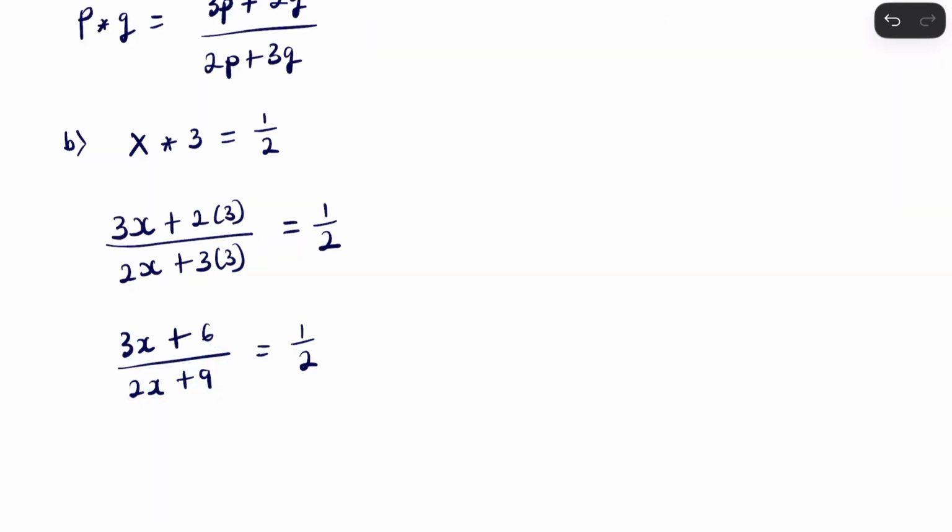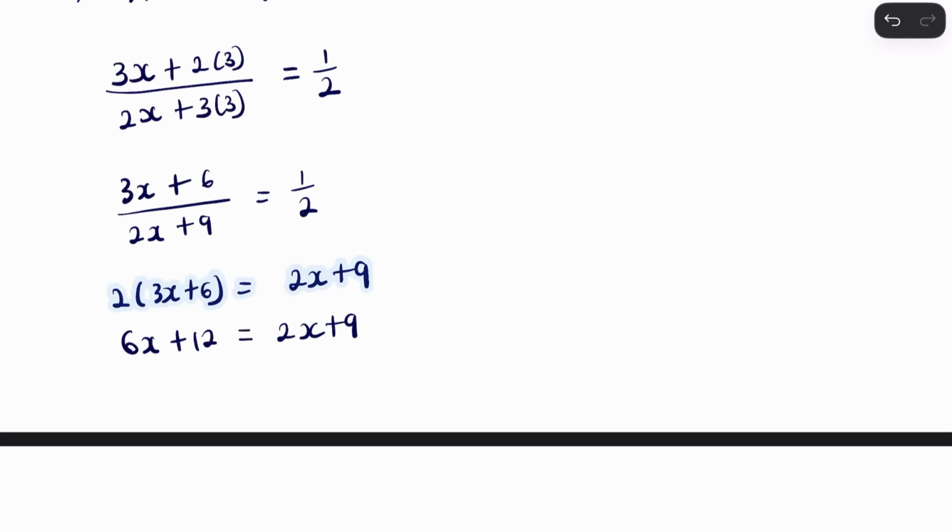Now let's simplify this expression by doing cross multiplication. So we're going to have 2 times (3x + 6) is equal to 1 times (2x + 9). So we're going to have 6x + 12 is equal to 2x + 9. Let's group like terms and solve for x.